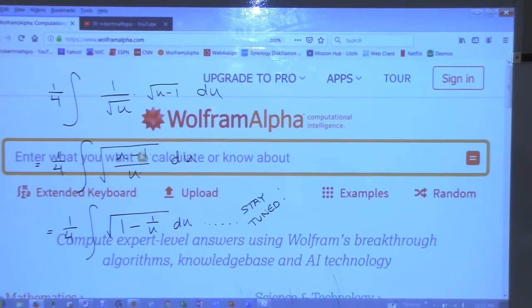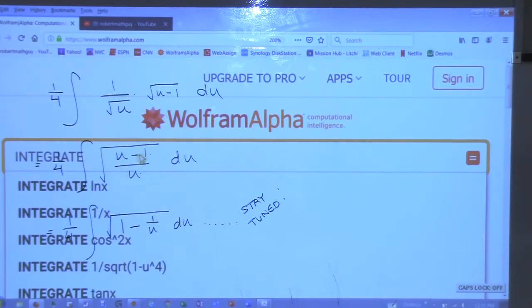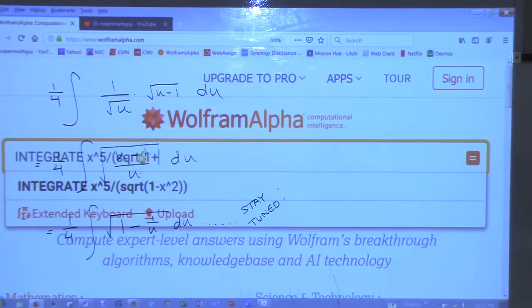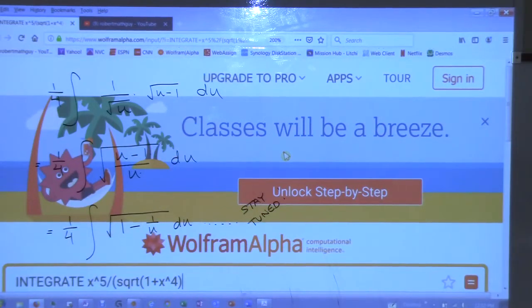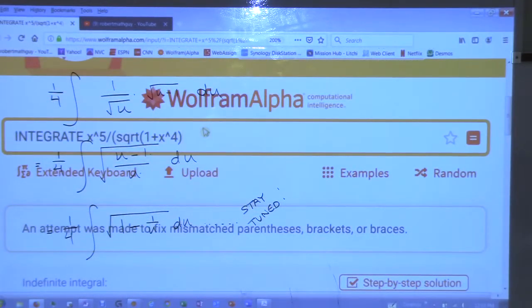Okay, so if I type in integrate x to the 5th over the square root of x to the 4th plus 1. I just went to this website and typed in integrate that. I'll just hit enter, and then we'll see. I'll be able to tell you from the answer right away. Another parenthesis. Did I forget? Oops, yeah, thank you.